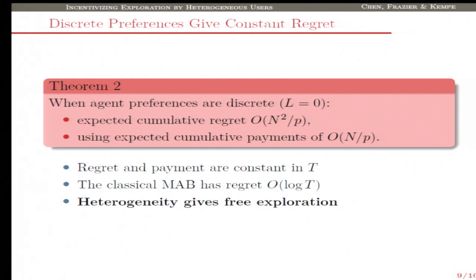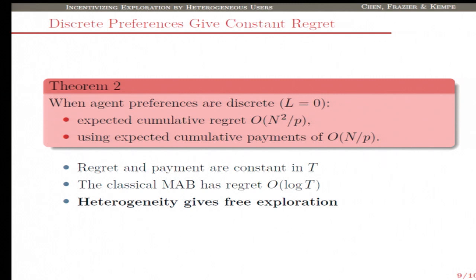When the user's preferences are discrete and there are no users who have near-type preferences among arms, then after each of the arms has been pulled a sufficiently large number of times, you basically already know each arm's attribute vector. Then for any particular arm i, every once in a while there will be an agent coming to the system who can correctly identify arm i as his or her best arm, and he or she will just pull that arm myopically without any incentive. And that pull will provide free exploration for all the future agents. So that's what I mean by heterogeneity provides free exploration. And because of this free exploration, we can achieve constant cumulative regret with constant cumulative expected payment.